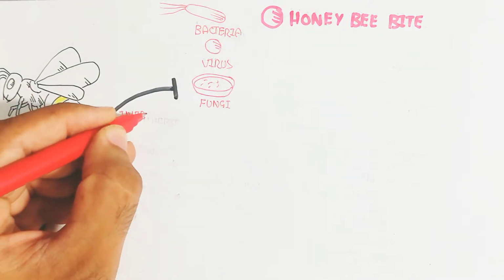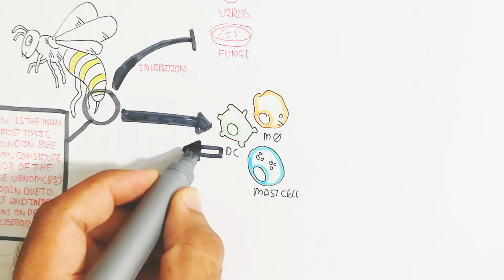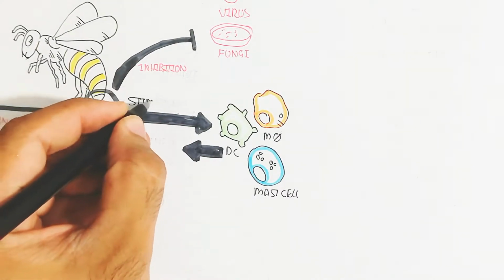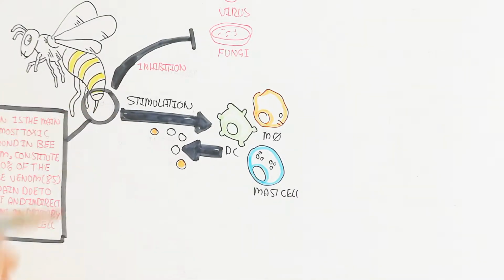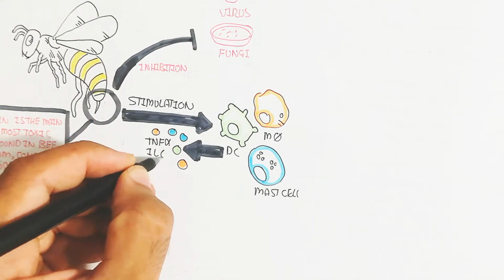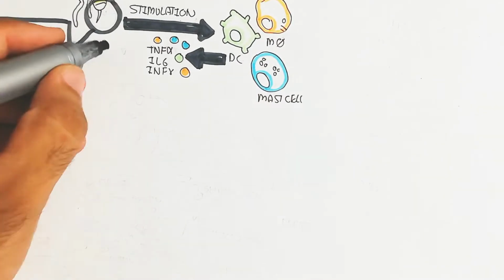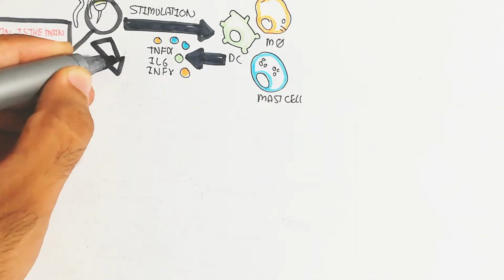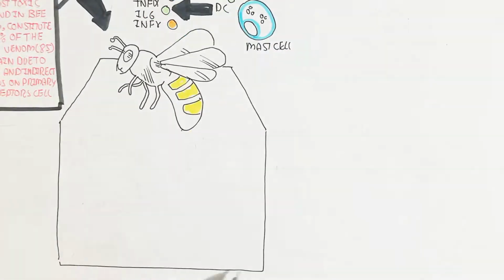On the other hand, there is also stimulation of immune cells, dendritic cells, macrophages and mast cells to produce inflammatory cytokines: tumor necrosis factor alpha, interleukin 6 and interferon gamma. These cytokines are released to produce inflammation, and this inflammation can be lethal or normal. So let's begin to understand.